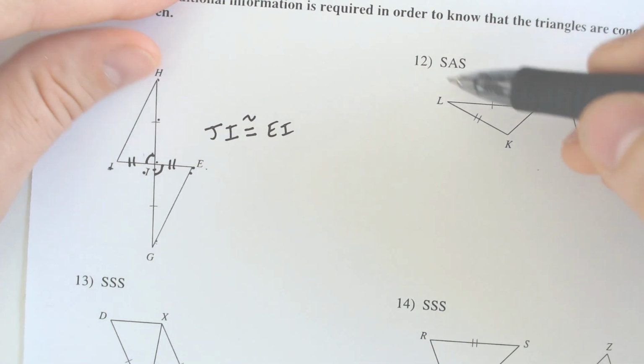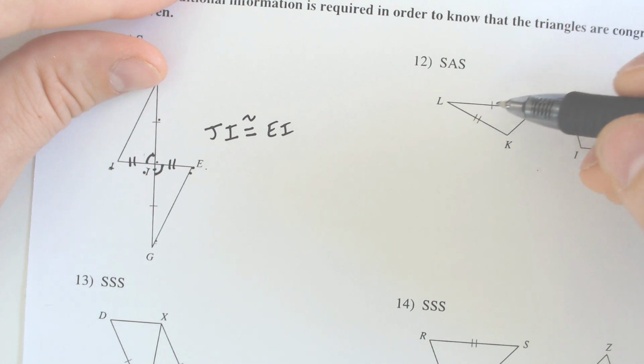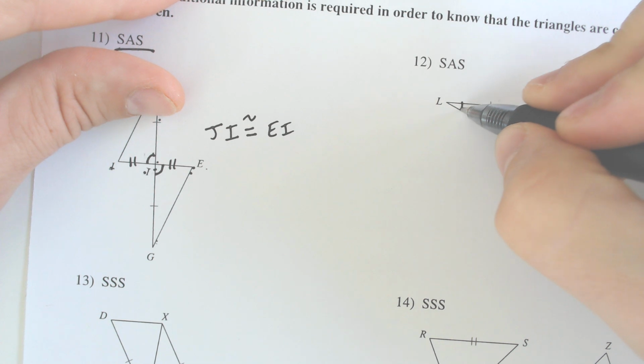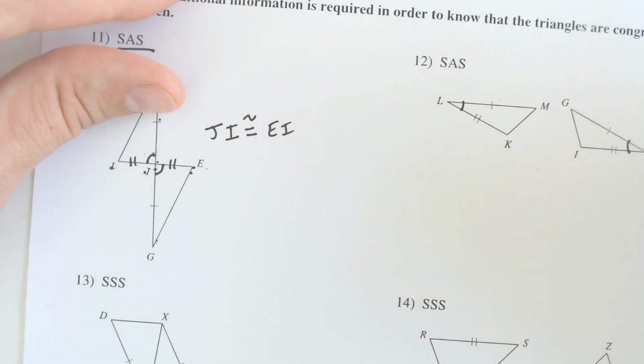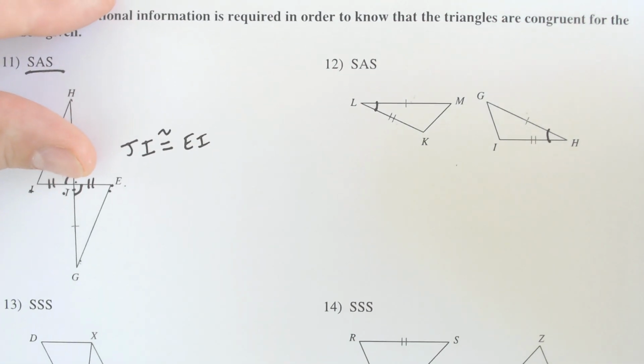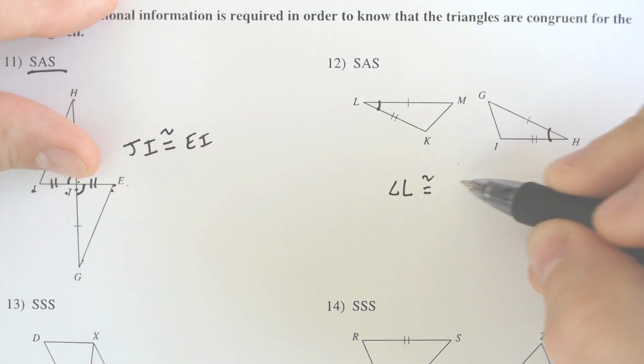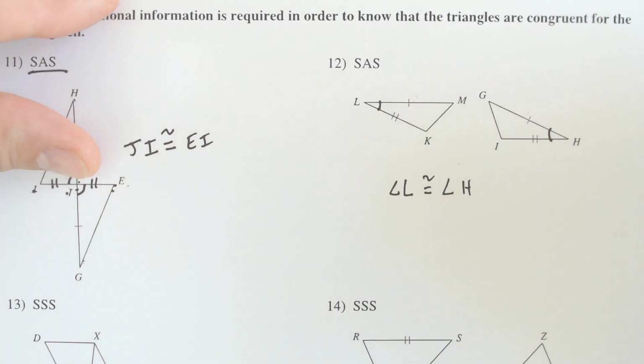All right, what's missing in number 12? Well, we have an angle, we have a side and another side. That means that the thing that is missing must be the angle, and the angle that's missing must be the angle in between the two. So in this case, that would be angle L must be congruent to angle H.